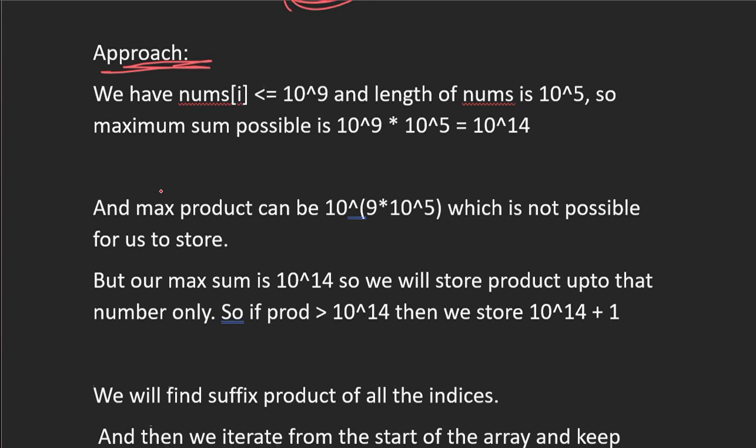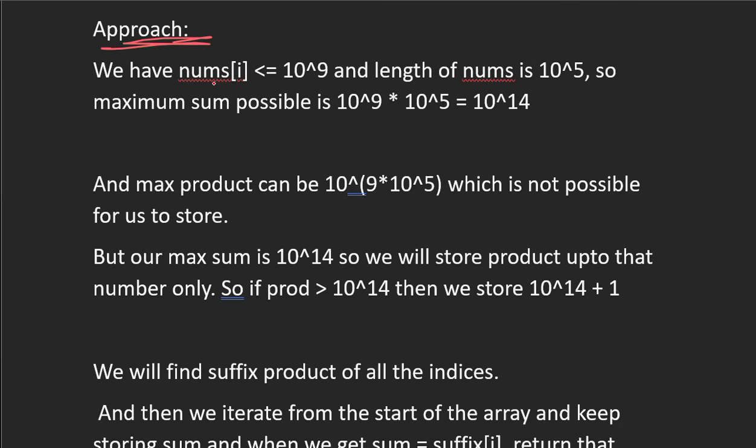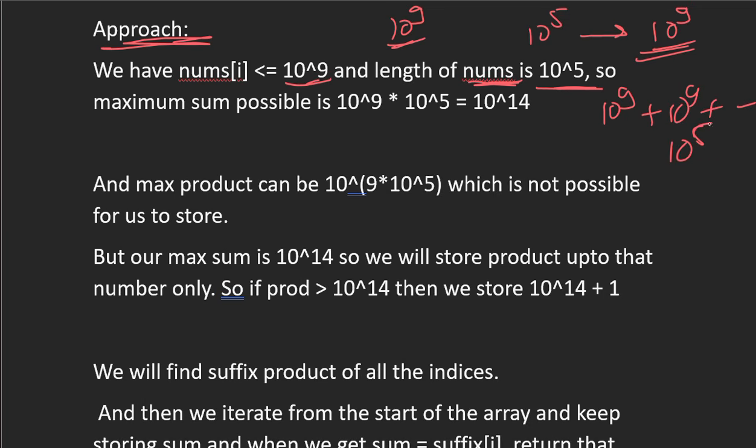So in the constraints we are given that nums[i] can be up to 10^9. Each element can be up to 10^9 and the length of the array is up to 10^5. So we can have 10^5 times 10^9, right? So the maximum sum that we can achieve is 10^9 plus 10^9 up to 10^5 times. So the total maximum sum that we can get is 10^14. This is the maximum sum we can get.